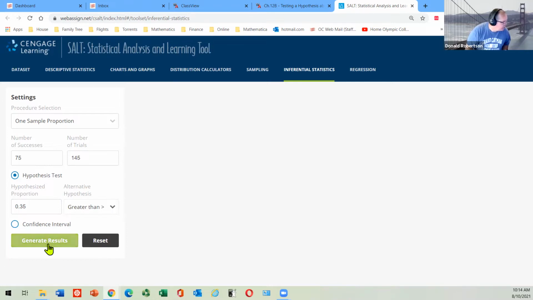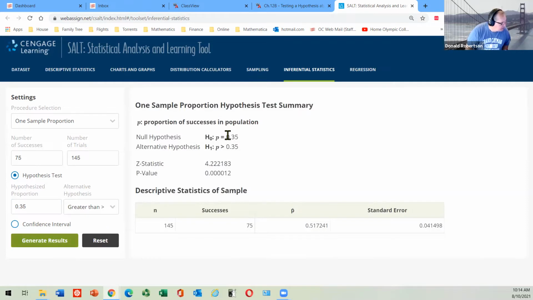And then when I hit generate results, we should see up here all the good stuff that we need. The null hypothesis is it's 35. The alternate is got bigger. Do you see that matches what I had physically written down? There's your test statistic. And do you see how small that p-value is? It's got four zeros and a 1, 2, so 0.00001. Let's say the question was to 5 decimal places. Okay, we've got everything we need.